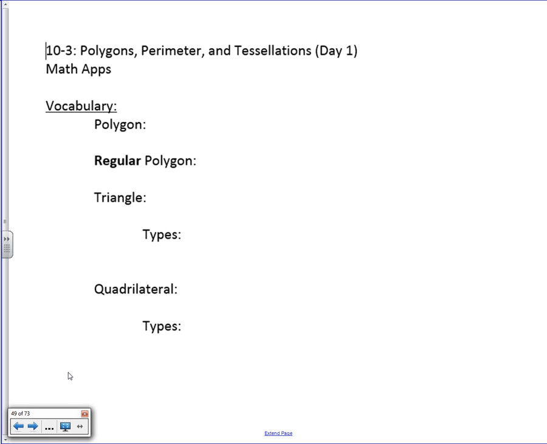All right, so here we go. Today we're starting lesson 10.3. This is day 1 on this lesson. You can see we're going to be talking about polygons, perimeter, and tessellations. This is the last lesson that we're going to do before we take a quiz. And as of now, your quiz is going to be at the end of this week, on Friday.